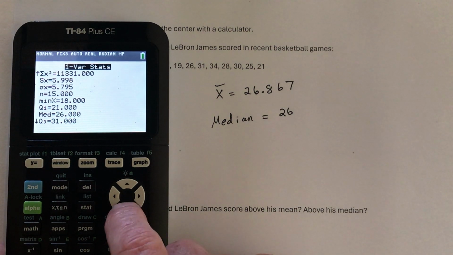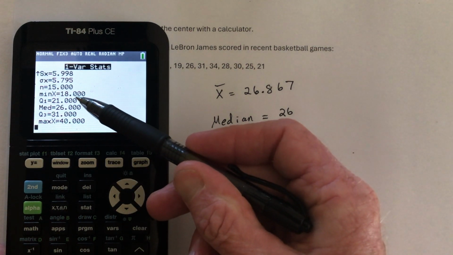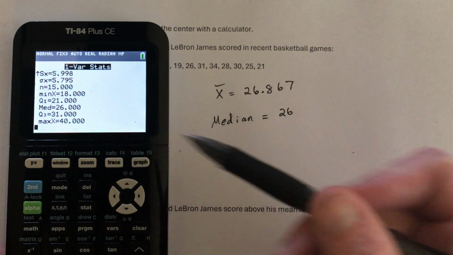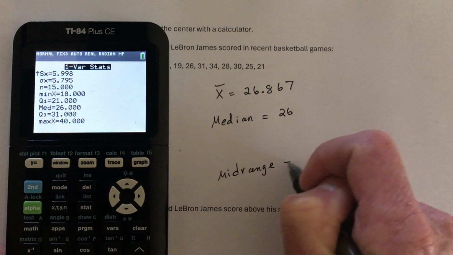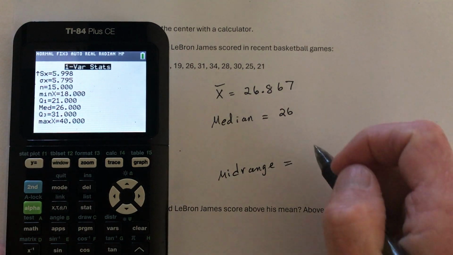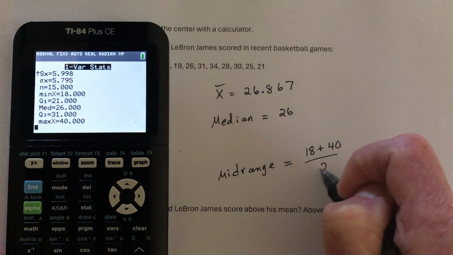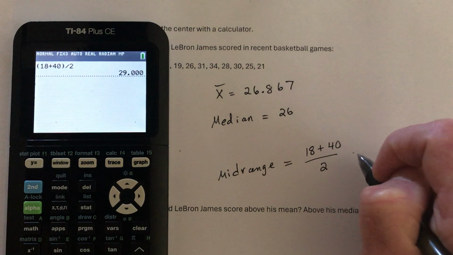Now, it does not do the mode or the mid-range, but it gives us the information that we need for the mid-range, because you just take the smallest number, 18, the biggest number, 40, add them together and divide by 2. So for the mid-range, that just equals, take the smallest plus the biggest and divide by 2. So parentheses 18 plus 40 gets divided by 2. So that equals a 29.